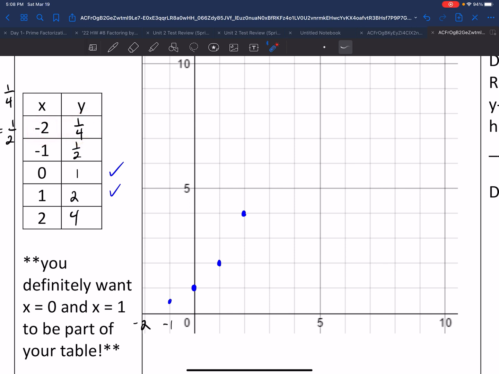1/4 is like what? 0.25, I'm sorry. So we know that that's going to be between 0 and 0.50. So it should be right here. Okay, now if you have all those points ready, go ahead and start connecting and draw arrows on both ends. This is not perfect, but it's good enough. And then draw the arrows. There you go. So this is what an exponential function looks like.